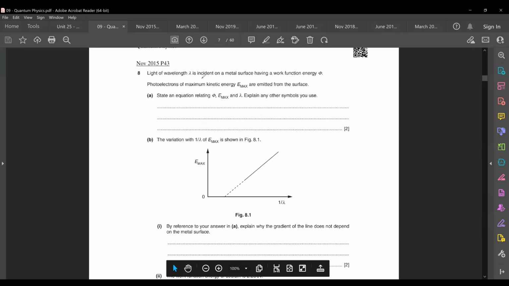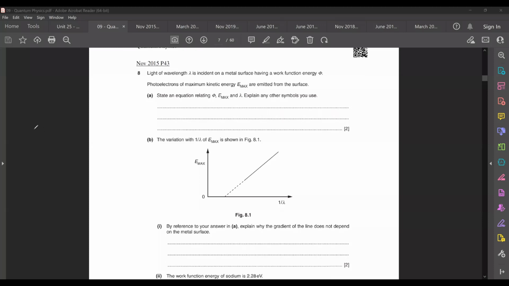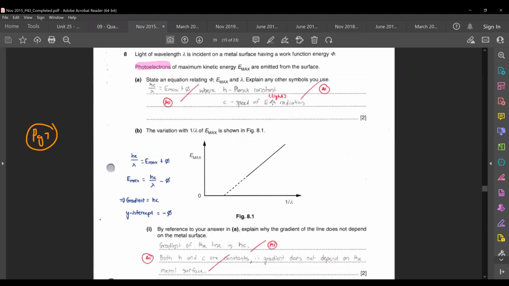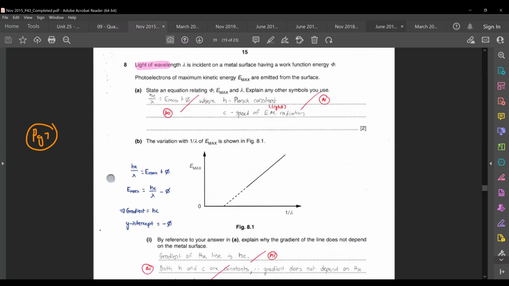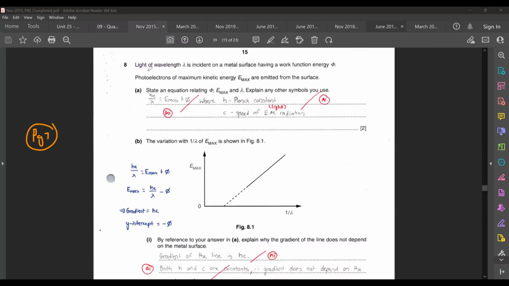If you just have a look at page 7 of your worksheet, we'll be continuing on from photoelectric emission. So page 7 is on November 15 P43. If you look at the question now, they mentioned that you have light of wavelength lambda that is incident on a metal surface having a work function energy of 5. Photoelectrons of maximum kinetic energy Emax are emitted from the surface.